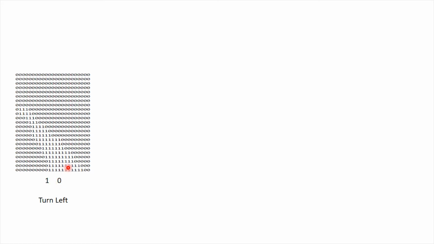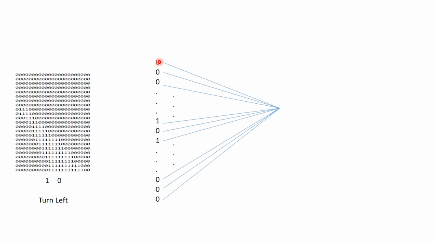Next, we need to reshape the image so we can get a column vector out of this matrix of binary numbers. All we need to do is to stack every row of the matrix as a column, one by one on top of the other, until we get a single column vector to be fed into the algorithm.